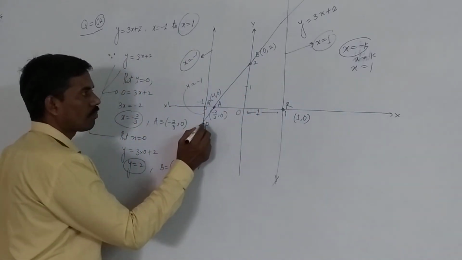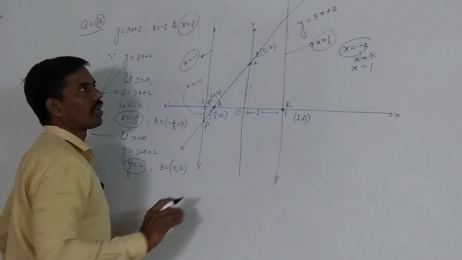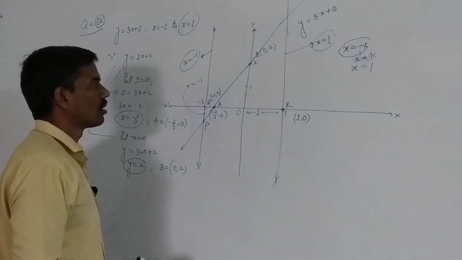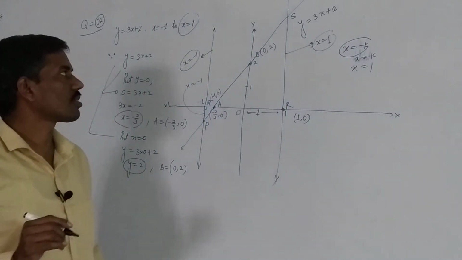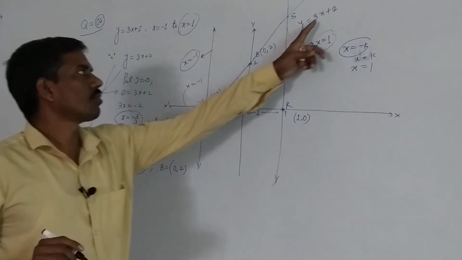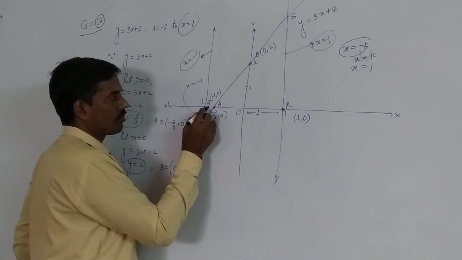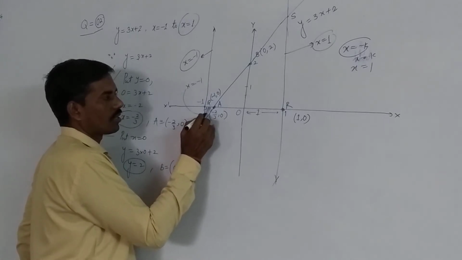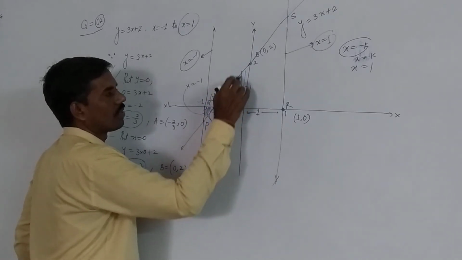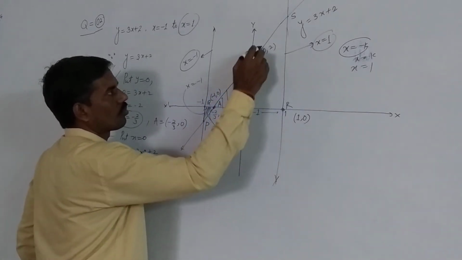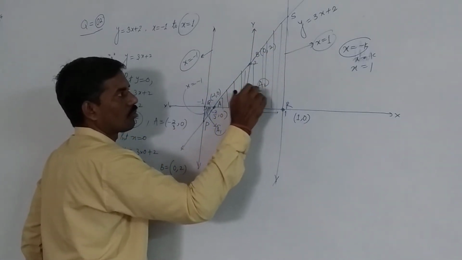So point P is the point of intersection of x is equal to minus 1 and the line y is equal to 3x plus 2. Let this point be S. Point S is the point of intersection of the line y is equal to 3x plus 2 and x is equal to 1. So we have to find this area. Let this one be A1. We have to find this area. You can call the area from here to here A. This one is A2.